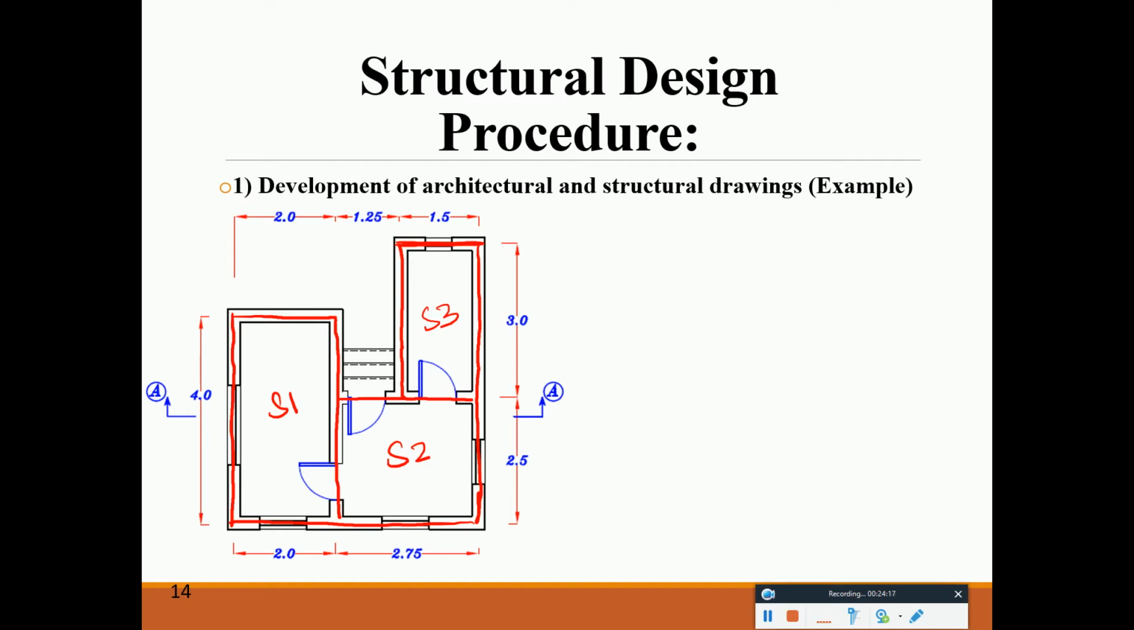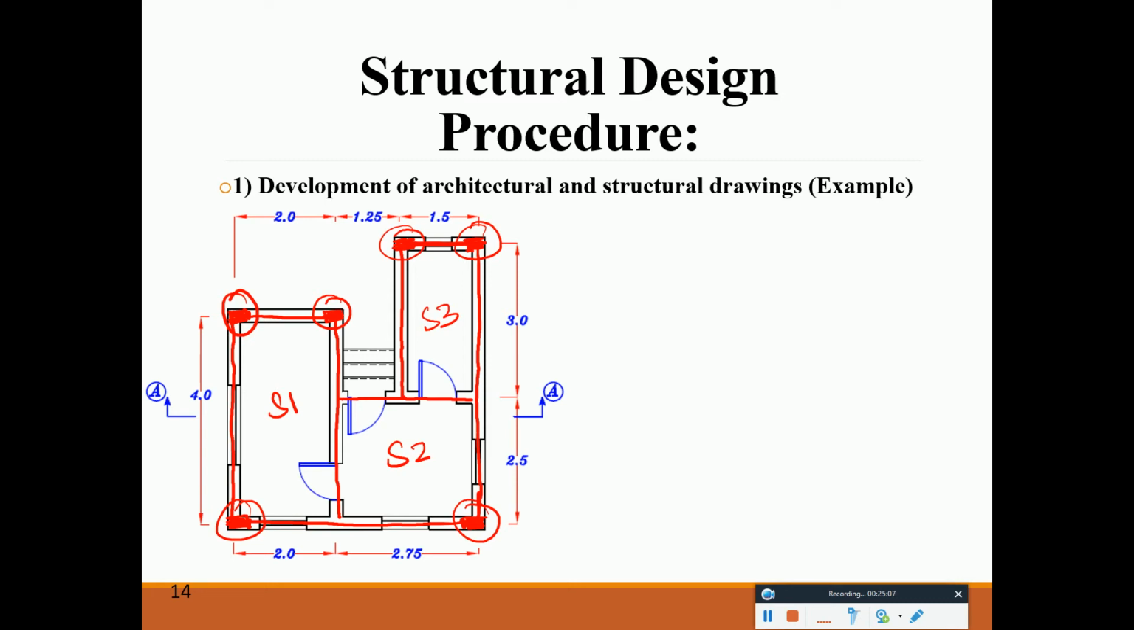Here I can specify that this is a position of a column. This is a position of a column because it's a corner. This is another position of a column because it's a corner. Another position of a column because it's a corner. Here it is a corner, so that's another column. Here, another corner, so we have a column. Now we need to evaluate the remaining positions.